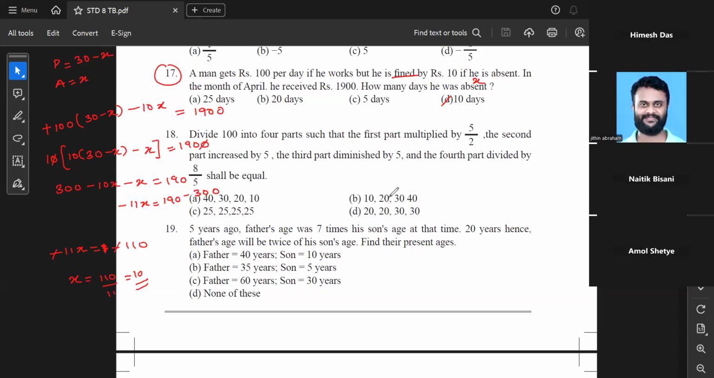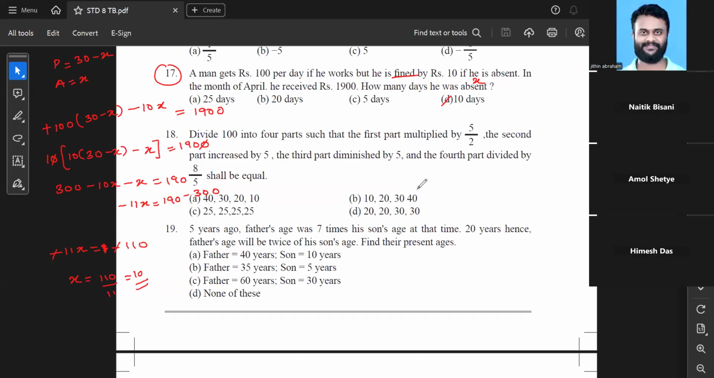Himesh, tell me. Yes, sir. Instead of doing this long method, we could just simply find the total he must have got and subtract it from 1900 and divide it by 110. Because for this question, it would be much quicker. Yes, absolutely. Even I would have done the same. But since this topic is all about creating an equation and solving this equation, I've done this method.